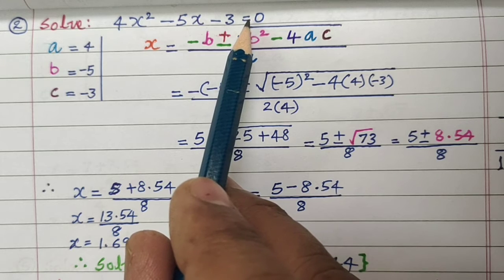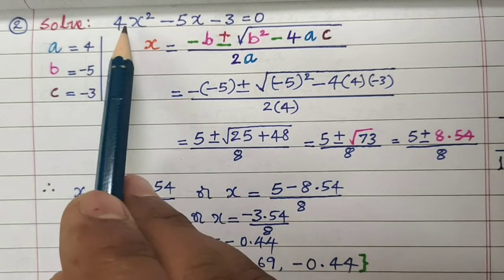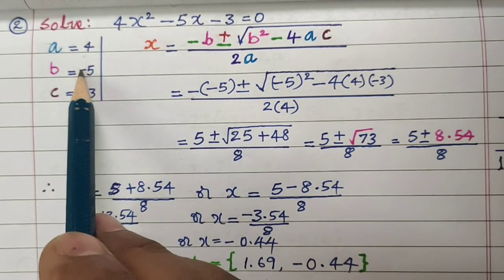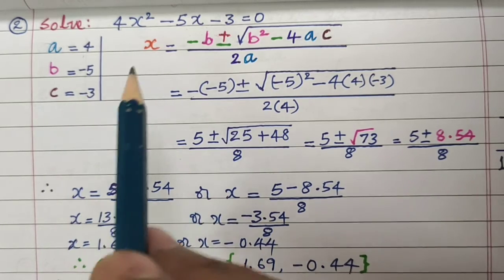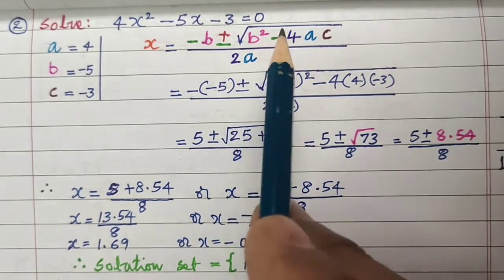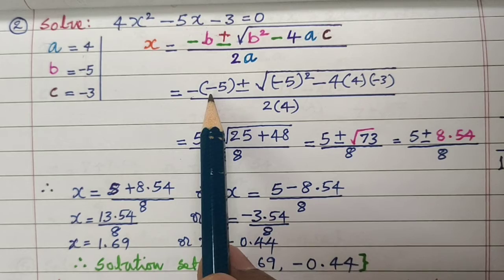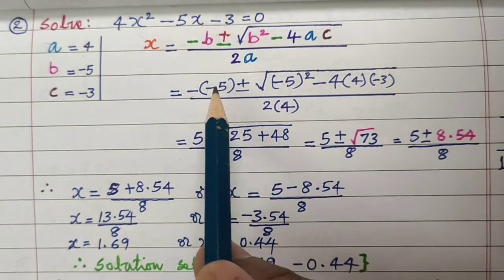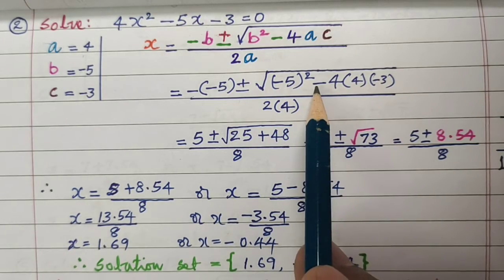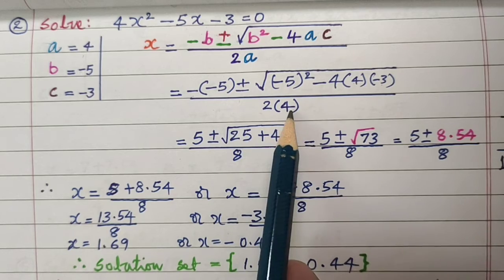This is in standard form of a quadratic equation. Then write the values of a, b, c. a is 4, b is minus 5, c is minus 3. These signs are important. Then write down the formula x is equal to minus b plus or minus square root of b square minus 4ac divided by 2a. Minus of minus 5, the b value is minus 5, plus or minus square root of minus 5 square minus 4, a is 4 and c is minus 3, divided by 2 into 4.